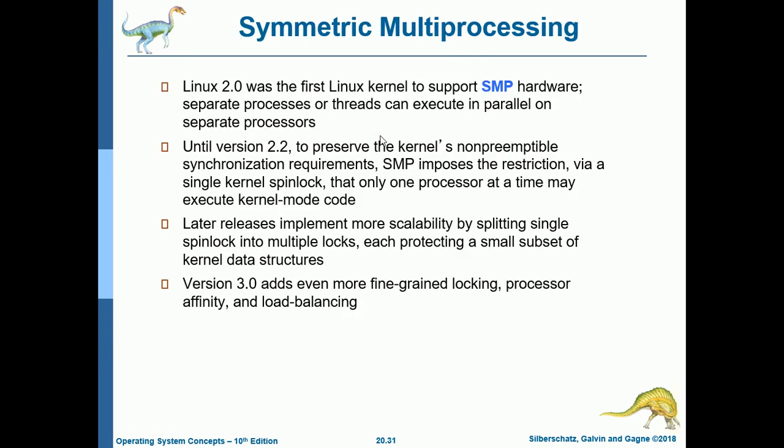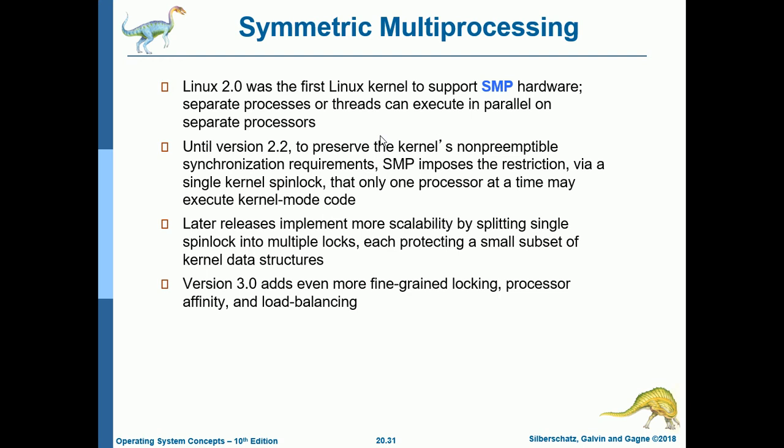So next we have symmetric multiprocessing. Linux 2.0 was the first Linux kernel to support symmetric multiprocessing hardware. Separate processes or threads can execute in parallel on separate processors. Until version 2.2, to preserve the kernel's non-preemptible synchronization requirements, SMP imposed the restriction, via a single kernel spinlock, that only one processor at a time may execute kernel mode code.